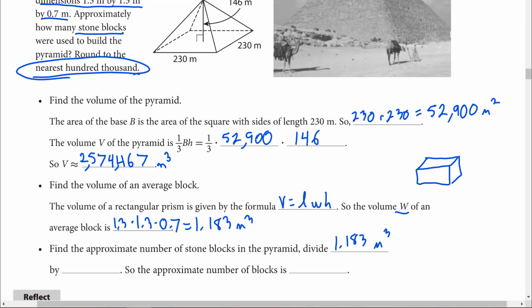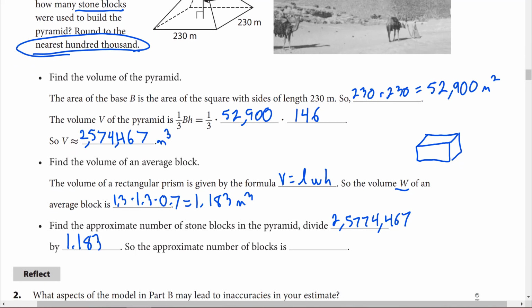To figure out how many blocks I need, I take the volume of my pyramid, that 2 million number, divide it by the size of one block, and that will tell me how many blocks I need. So let's do that in the calculator.